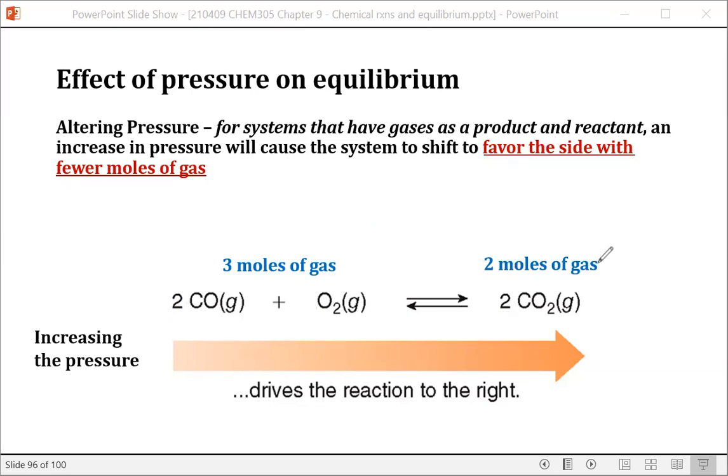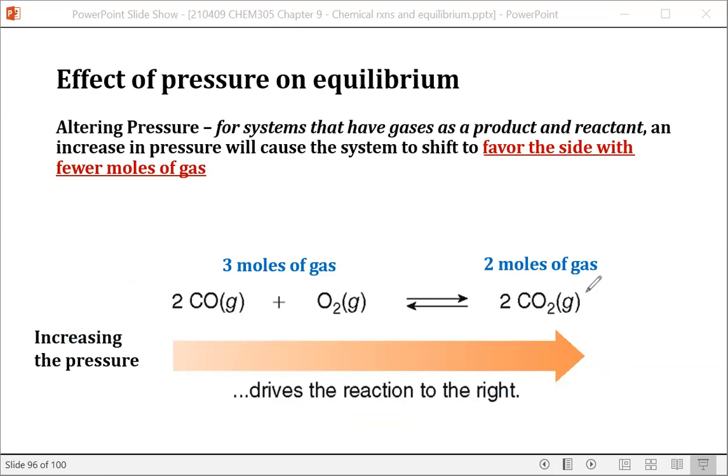If we decrease the pressure, it's going to drive the reaction the opposite way to the left. If we're decreasing the pressure, it'll have the opposite effect and drive the reaction in the other direction.